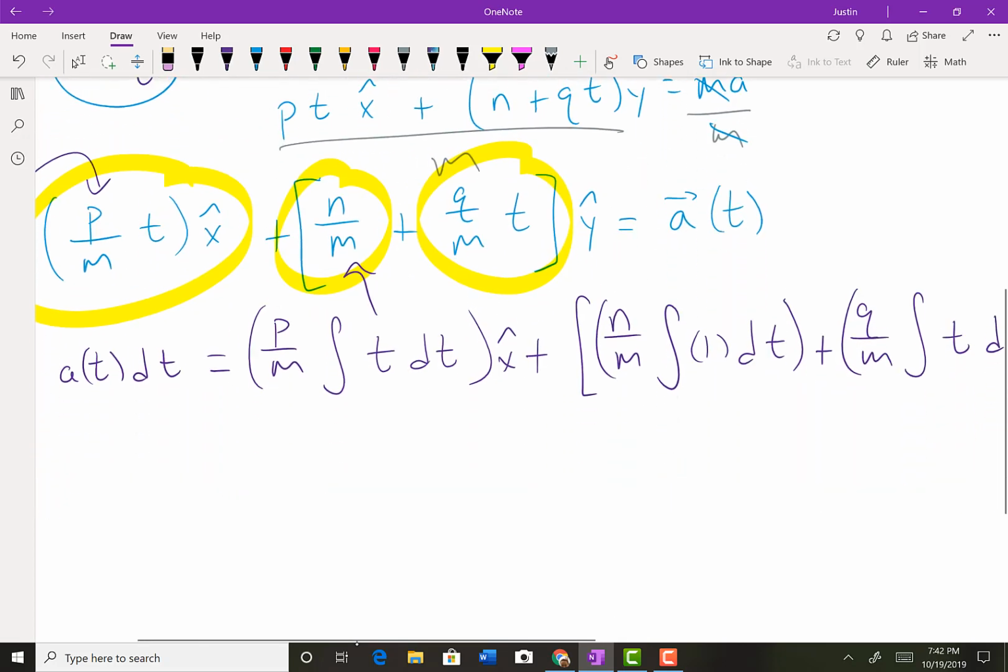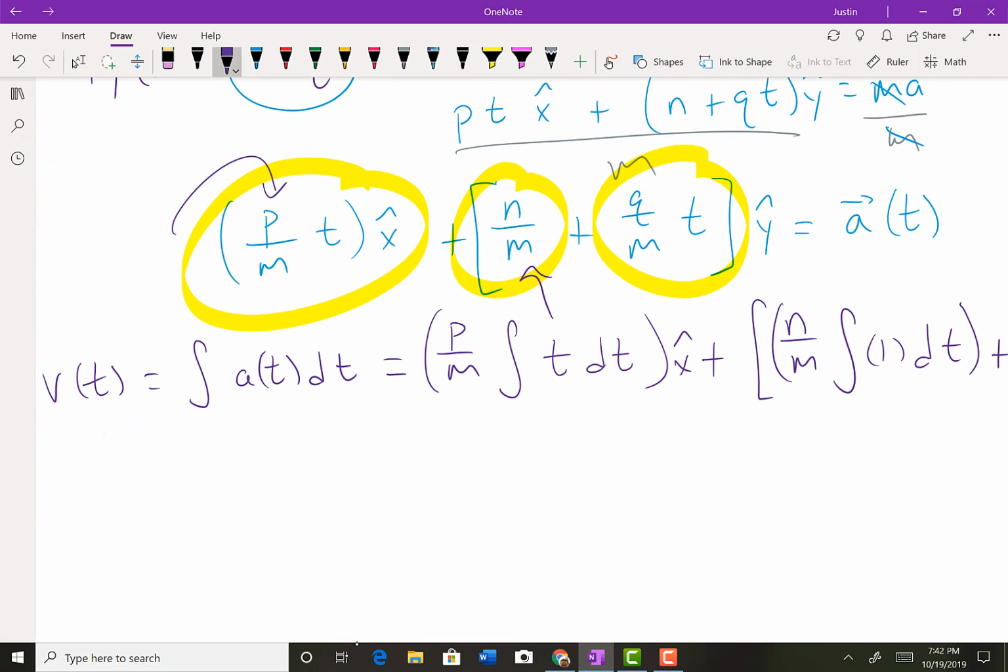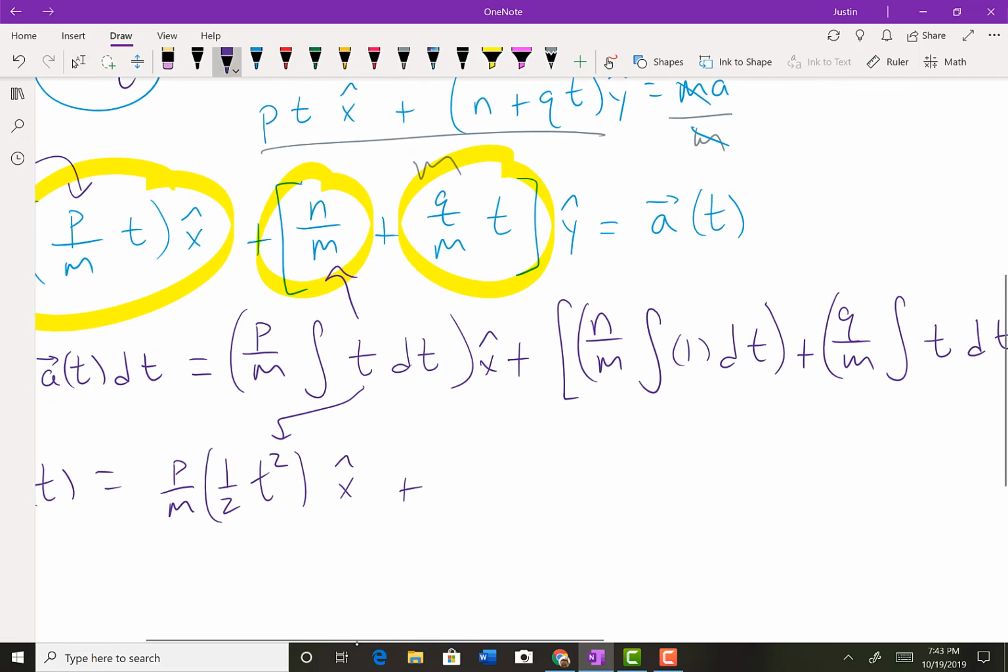So let's integrate each of these parts really quickly. So my velocity as a function of time is going to be, right, vector arrow there. It's going to be, well, the integral of t is just t squared times a half. And that's going to multiply by p over m, x hat, plus the integral of 1 is just t. So it's going to be t multiplied by n over m.